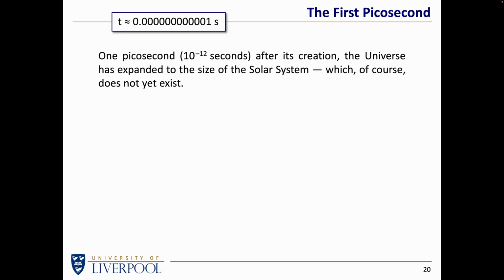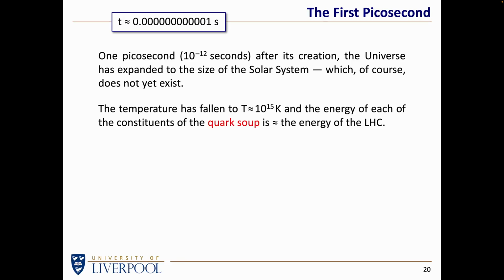In a tiny fraction of a second, it's gone from the size of a golf ball to the size of a solar system. The universe has expanded much, much faster than the speed of light. The temperature has fallen to about 10 to the 15 Kelvin. And the energy of each of the constituents, whatever they are, if we've borrowed energy, we've been able to make lots of matter.